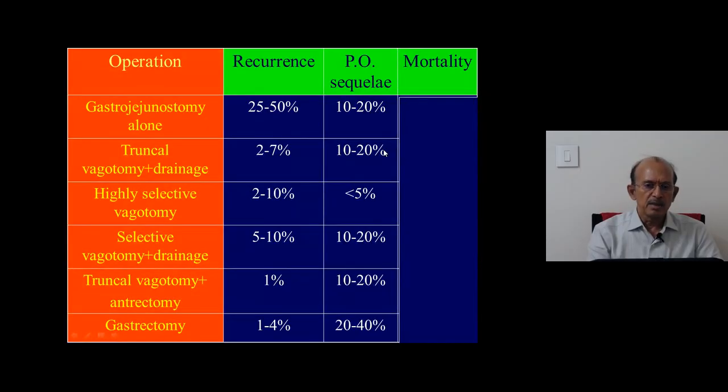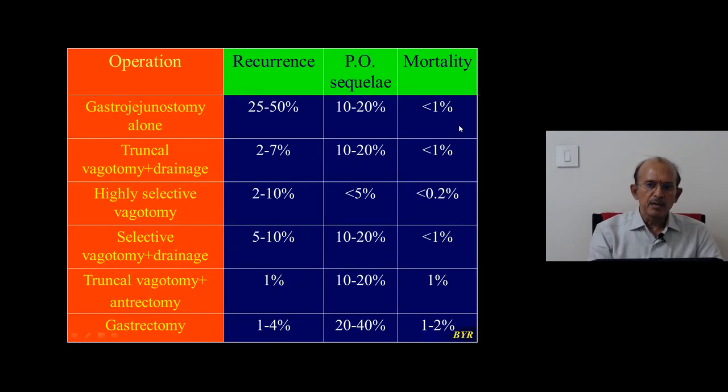Post-operative sequelae means the disturbance to the patient in the digestion. They are all produced about 10 to 20%, but gastrectomy will have the highest number of sequelae, about 40% of individuals. Mortality is also there, around 1%, but gastrectomy carries about 1 to 2% mortality rate. So when you are choosing the procedure, depending upon the patient's condition and ulcer condition, you have to choose the operation. You must always try to achieve no mortality, less postoperative sequelae, and no recurrence.